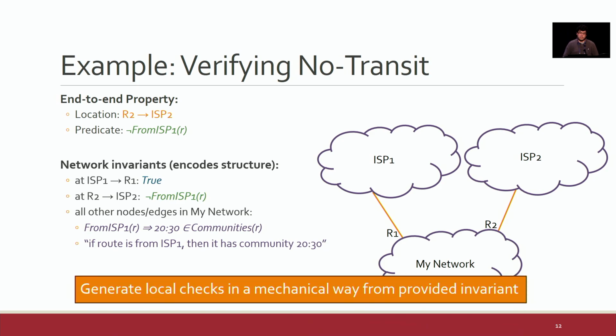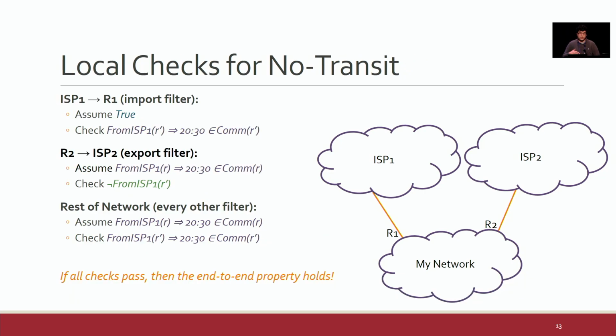Using these invariants, it's possible to generate local checks in a relatively mechanical way. So for example, there would be one check for R1, checking that it attaches the community. There would be a check for R2, checking that it does the right thing for filtering out routes. And then there would be checks for other routers to make sure that they don't do anything weird. And the results from our work guarantee that if all these checks pass, then the desired end-to-end property holds. And our approach works not just for this property, but it also works for other safety properties, and it works for liveness properties, which I'm not really going to elaborate on in this presentation.